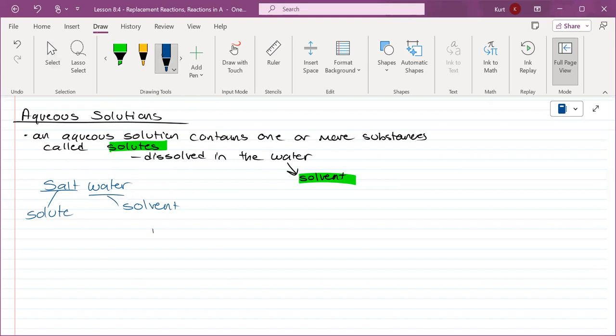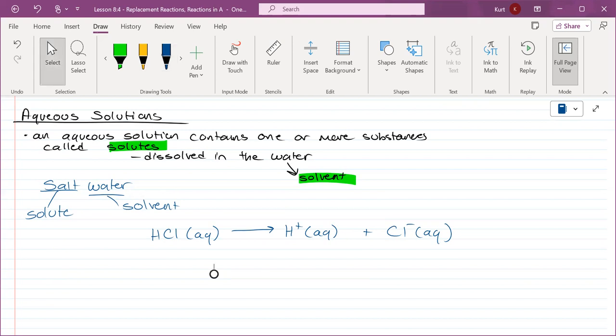So if you have a reaction that looks like this, aqueous hydrochloric acid can break down into aqueous hydrogen and aqueous chloride. Aqueous simply means that it was dissolved in a solution. So when you're looking at a word problem, if it says the words solution or water solution or dissolved in a solution, things like that mean that it is aqueous. A solution is a combination of the two. So solute plus solvent equals solution.